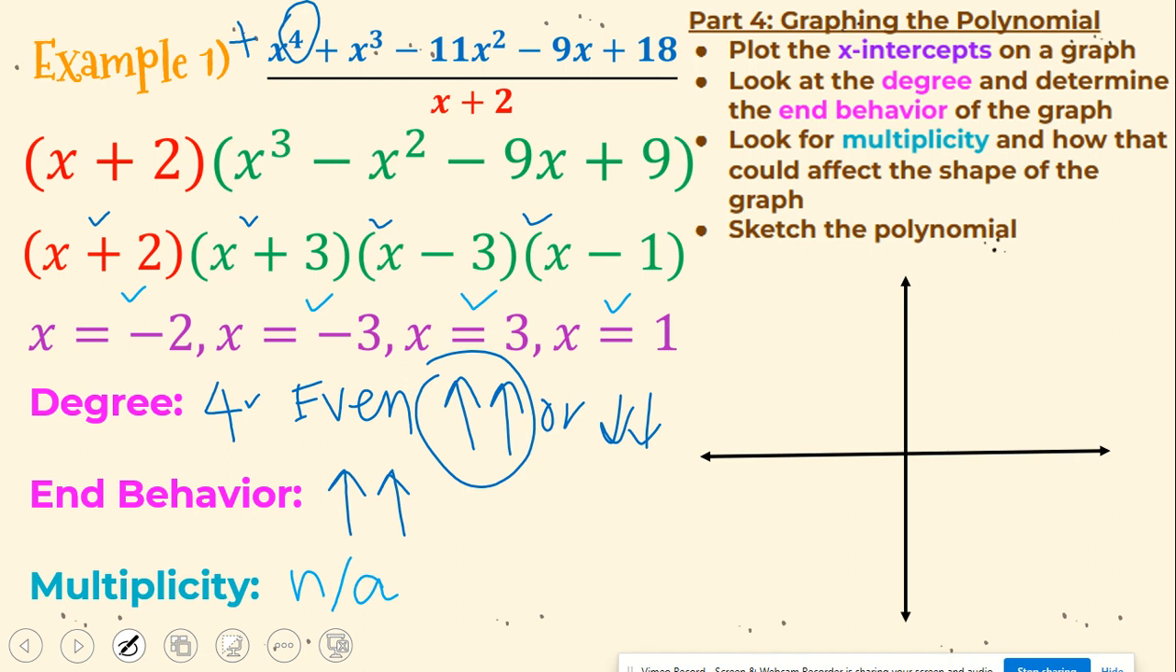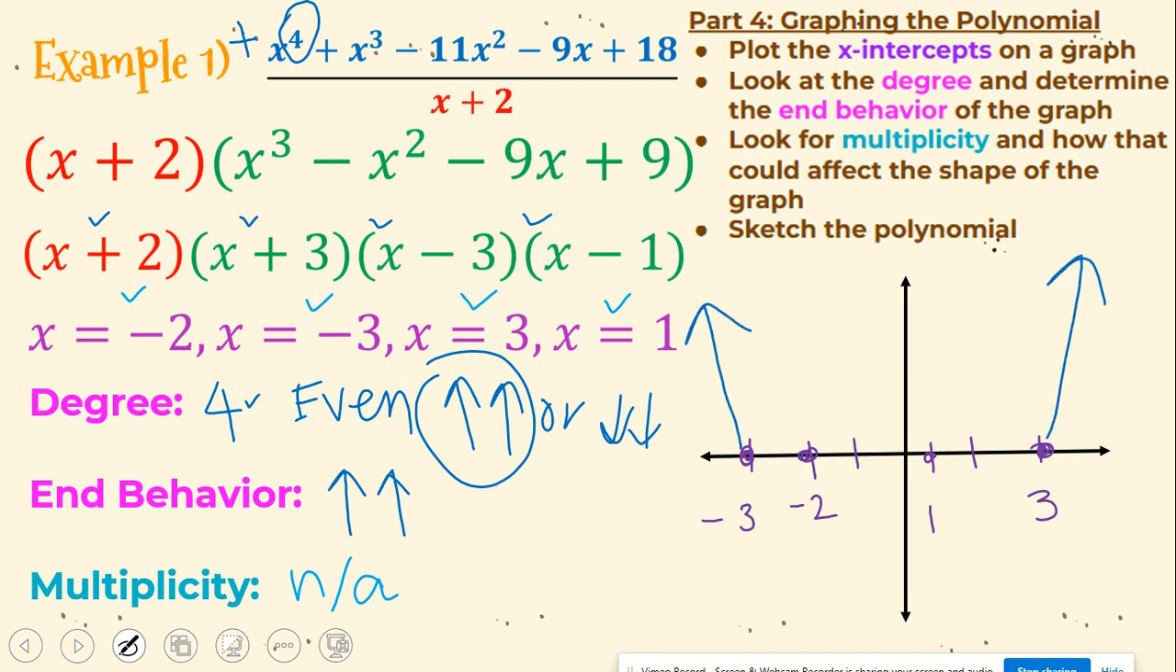On my blank xy plane, I know that I'm going to need to graph -2, -3, +3, and +1. Make sure that you label the axes since they're blank, and we'll put a spot at each x-intercept. One at -3, one at -2, one at +3, one at +1. And remember that we said our end behavior was up, up.